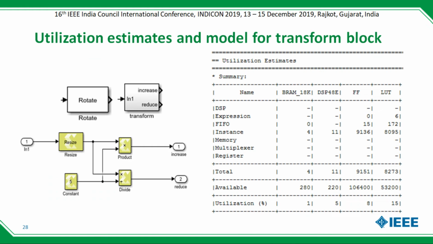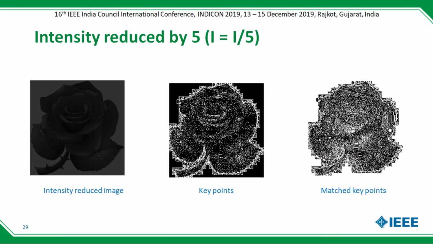Then this is the model and utilization estimate. I said SIFT is invariant to rotation and intensity changes. To check that, I have done three transformations: intensity reduce, intensity increase, and rotation. To reduce the intensity, the image is divided by an intensity reduction factor, for example 5. This is the intensity reduced image and the key points detected on it, and key point matching I'll explain later.